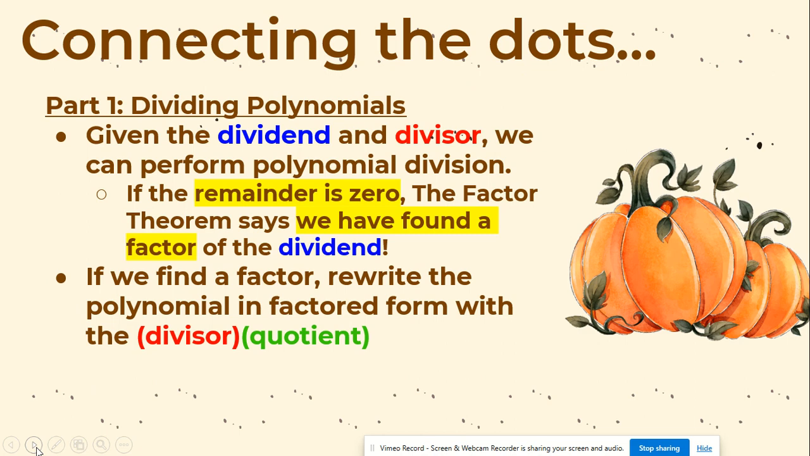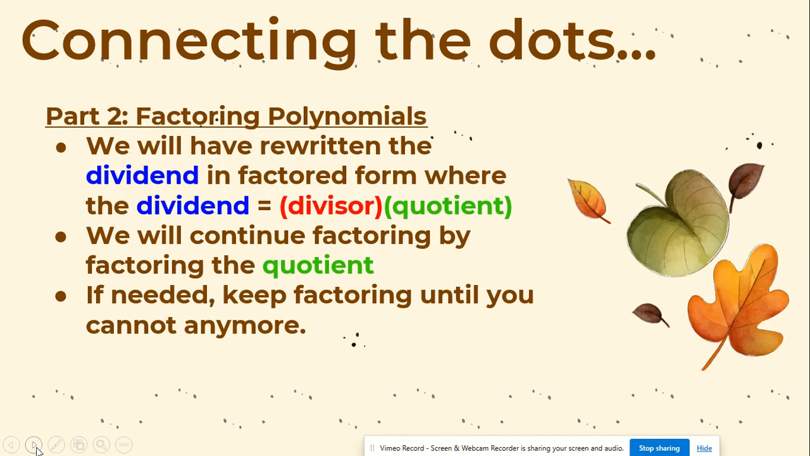This is just a quick review of what we're about to do in 2 examples, but essentially connecting these three ideas together, we can split it into 4 parts. Part 1, dividing the polynomials. We can divide the polynomials, and if we get a remainder of 0, the factor theorem says that we found a factor. Well, if the remainder is 0, then we can write our polynomial in factored form. Once it's factored, we're going to continue factoring until we can't anymore. Oftentimes, the quotient needs to be factored more, and we're going to keep factoring until we can't anymore.